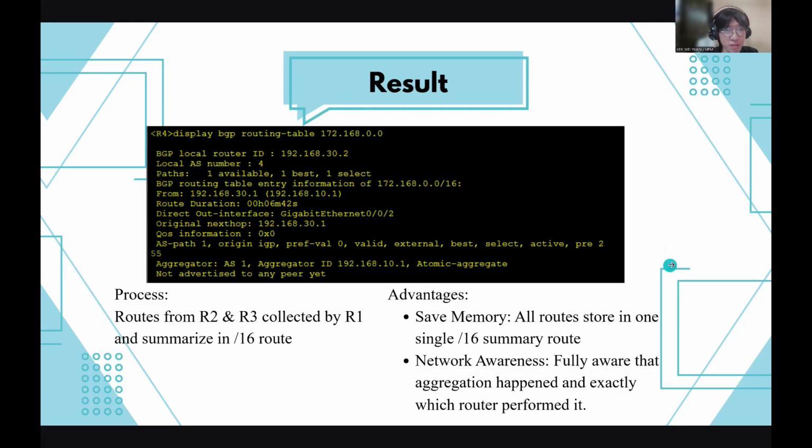So with this, we can receive all the updates from R1 that come from R2 and R3. And in the advantages, we can save memory because all the routes are stored in one single subnet 16 summary route, which comes from subnet 32. And also the network awareness, which is fully aware that aggregation will happen and exactly which router performed it.